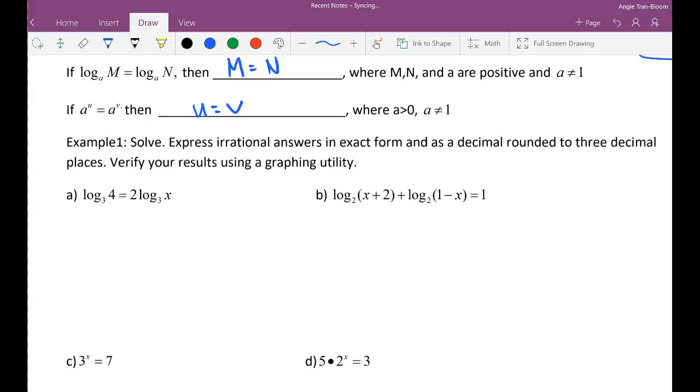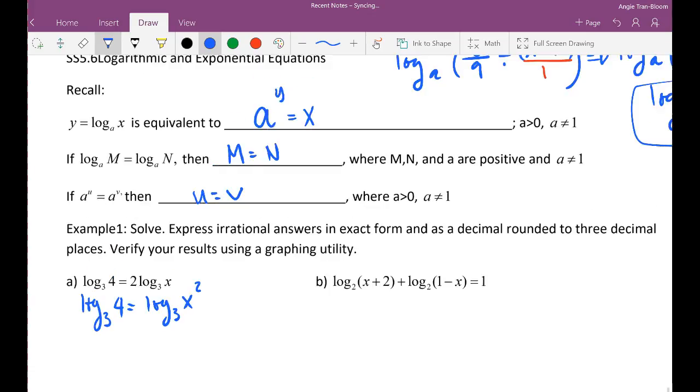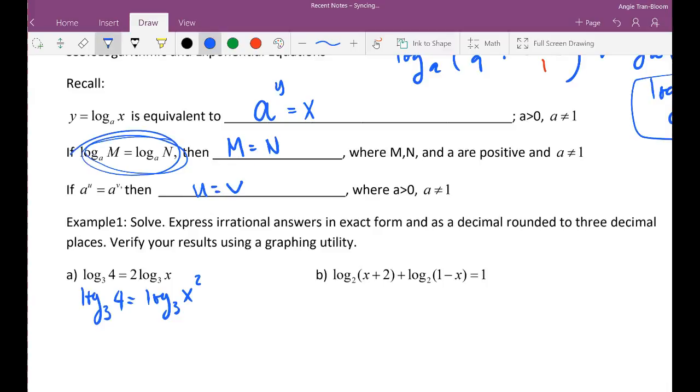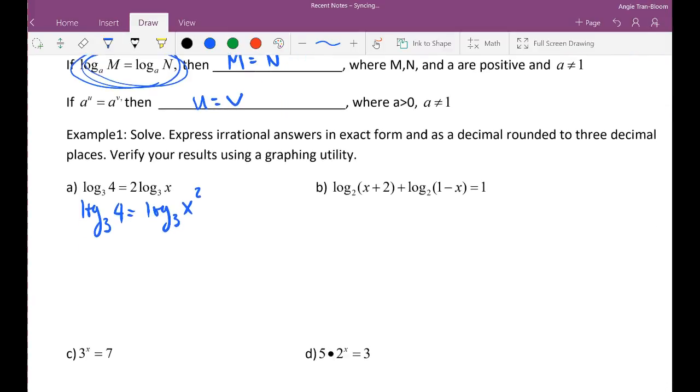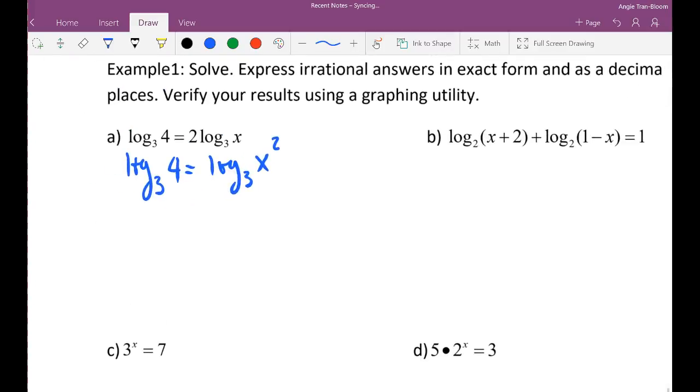Are we ready? Log base 3 of 4 equals 2 times the quantity of log base 3 of x. You're solving for what variable, guys? X. What should we do first? Yes, write the exponent back, because you can't drop the logs unless the log is by itself. So log base 3 of 4 equals log base 3 of x to the power of what? 2. Now, isn't this right here, class? What can we do? What can we drop? The log. So what can we write on the next step? 4 equals x squared, okay?